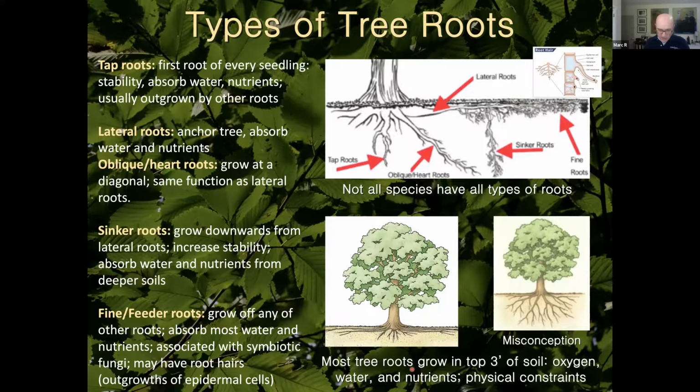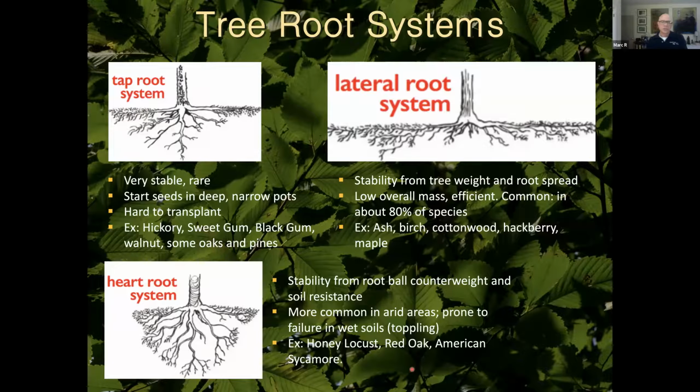I mentioned that different tree species have different kinds of root systems. Now, these taproot systems are very stable, but they're kind of rare because they're not really energy efficient for the tree to produce. So examples like hickory, sweet gum, black gum, the walnuts, and some of the oaks and pines have these taproot systems. They're not as energy efficient for the tree to produce as these lateral root systems, which are shallower.